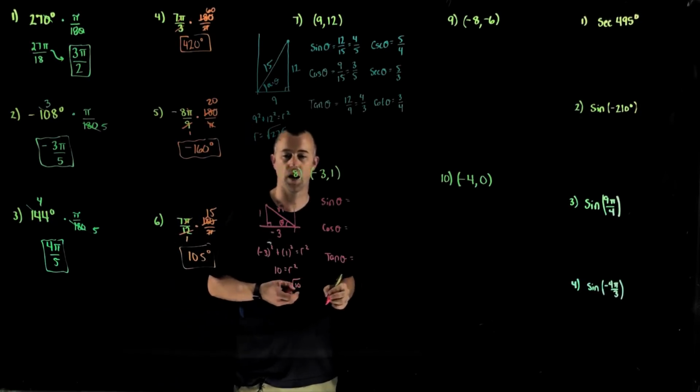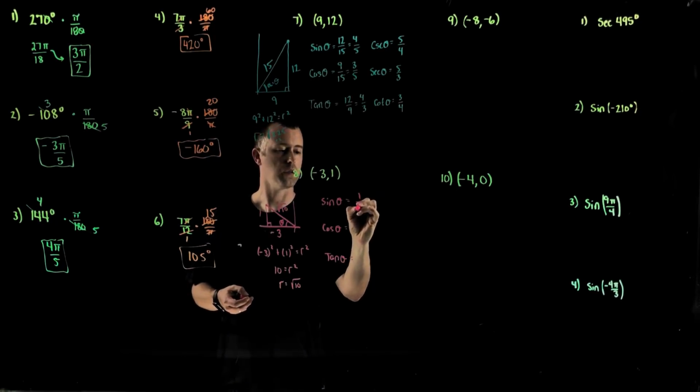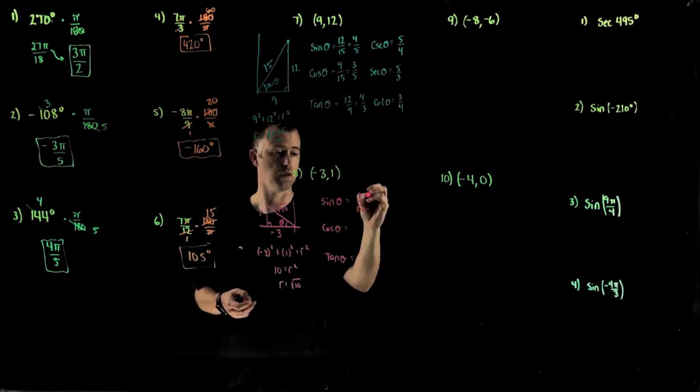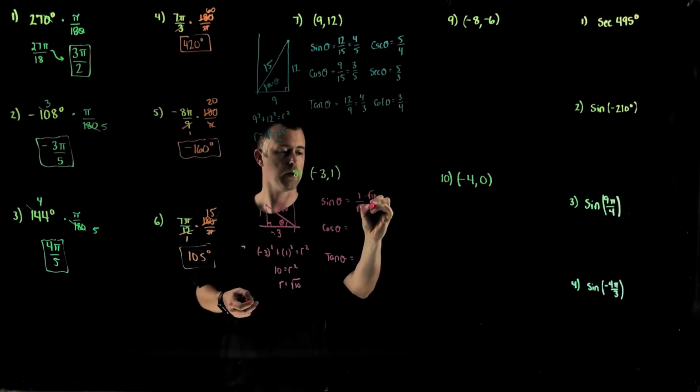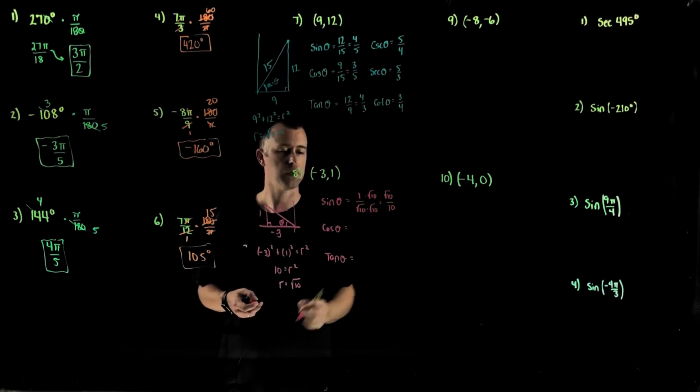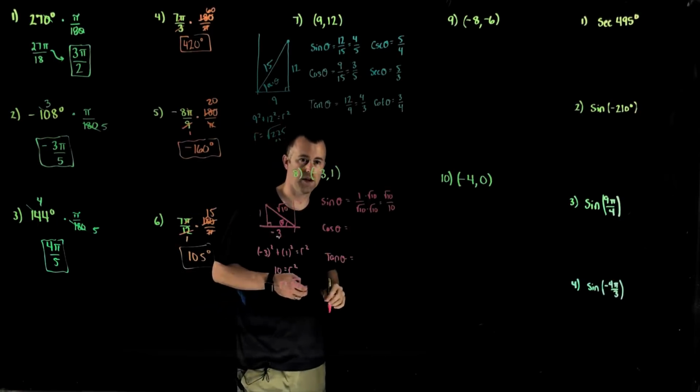So sine is going to be opposite over hypotenuse, so that's 1 over the square root of 10. You need to rationalize this. Don't forget to simplify it. So I'm going to multiply the top and bottom by the square root of 10. So you get square root of 10 over 10. So that's going to be sine of theta.